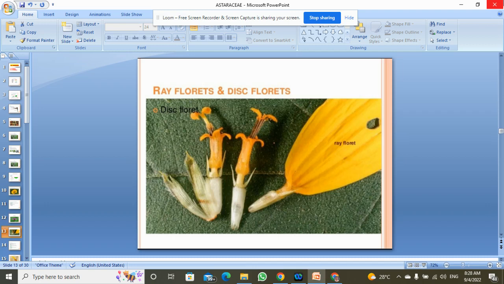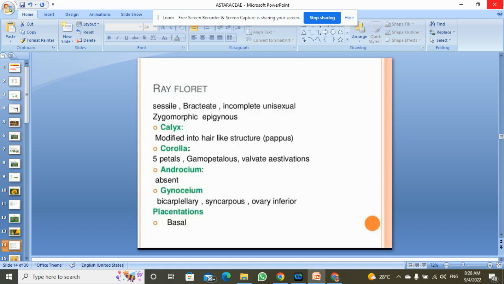Here you can see the two types of florets. The big yellow flowers are called ray florets. The small flowers at the side are called disc florets, which are bisexual. As far as the ray florets are concerned, they are female florets. They are sessile, bracteate, incomplete, unisexual, and zygomorphic.